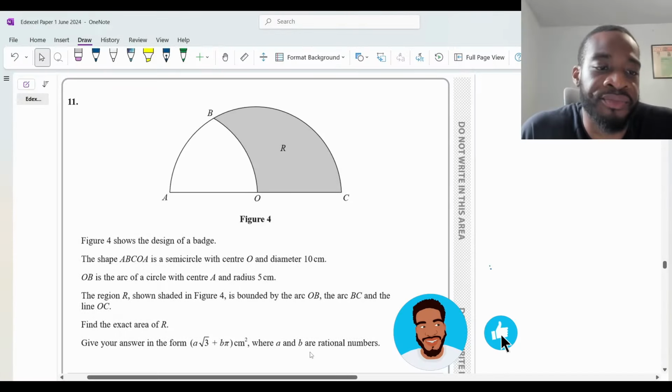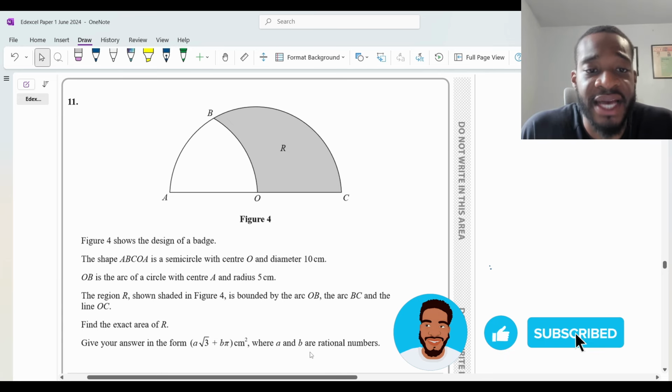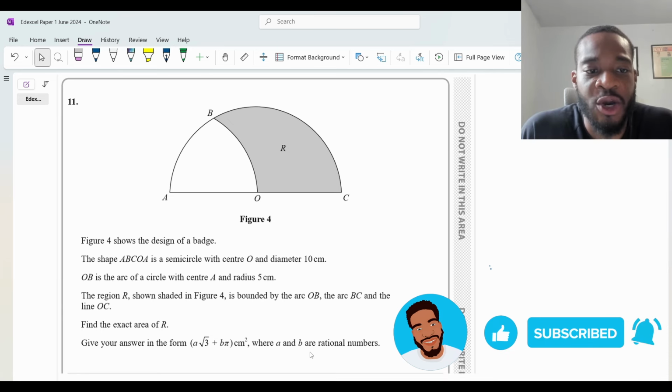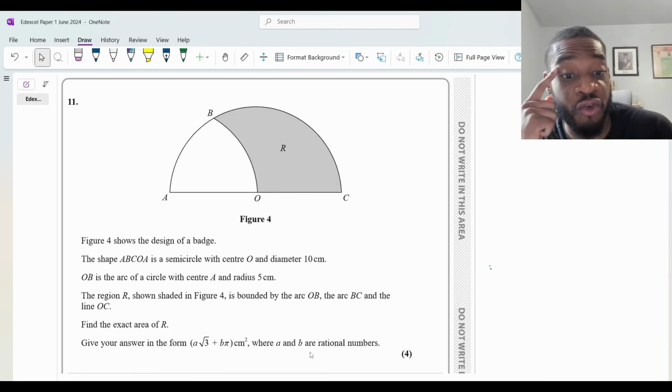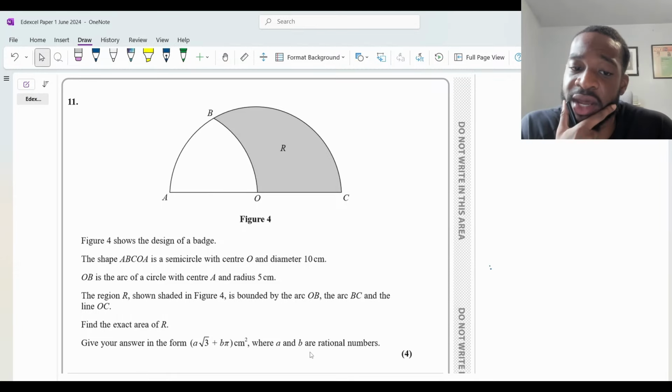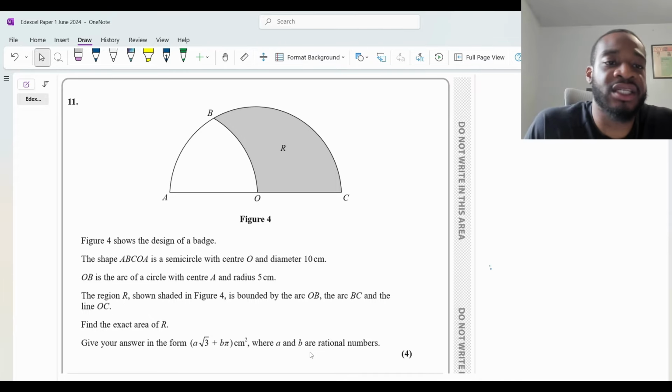Okay, so question 11. Figure 4 shows the design of a badge. The shape ABCOA is a semicircle with center O and diameter 10 centimeters. OB is the arc of a circle with center A and radius 5 centimeters. The region R, shown shaded in figure 4, is bounded by the arc OB, the arc BC, and the line OC. Find the exact area of R. Give your answer in the form a root 3 plus b pi centimeter squared, where a and b are rational numbers, and this is a 4 marker.